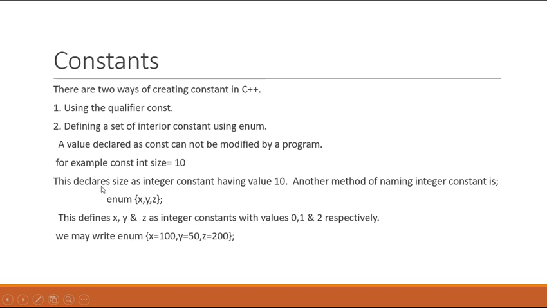It declares size as an integer constant having the value 10. Another way of naming constants is enum. So we pass some coordinates, xyz values, that are 0, 1, 2 respectively.